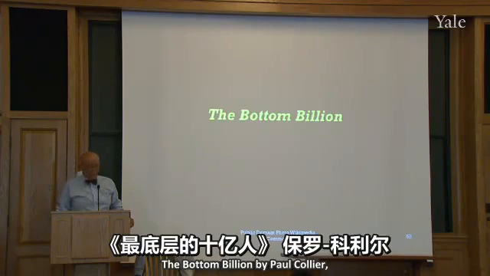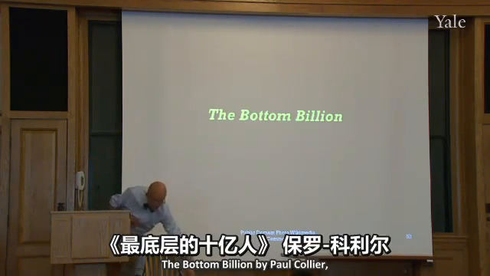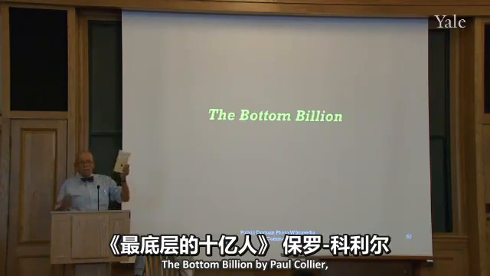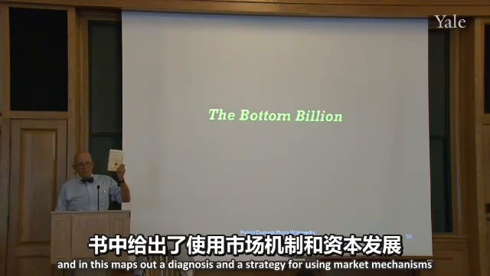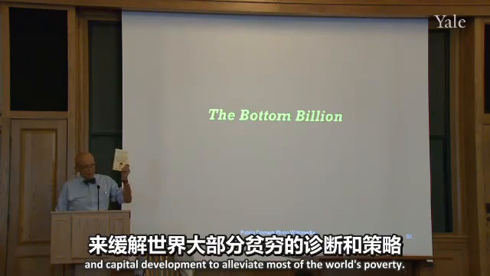The Bottom Billion by Paul Collier, who is a World Bank economist who teaches at Oxford, and in this he maps out a diagnosis and a strategy for using market mechanisms and capital development to alleviate most of the world's poverty.